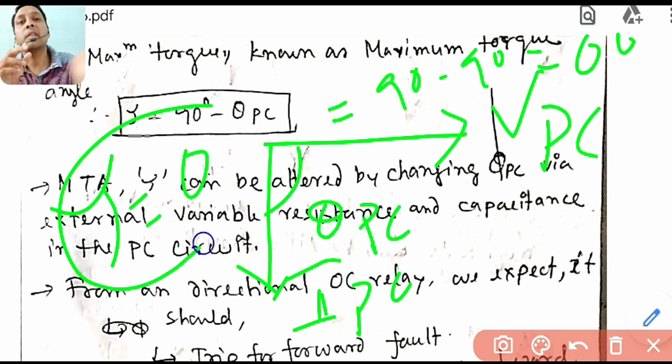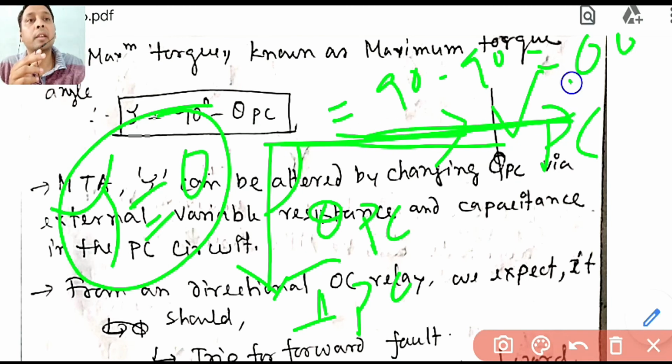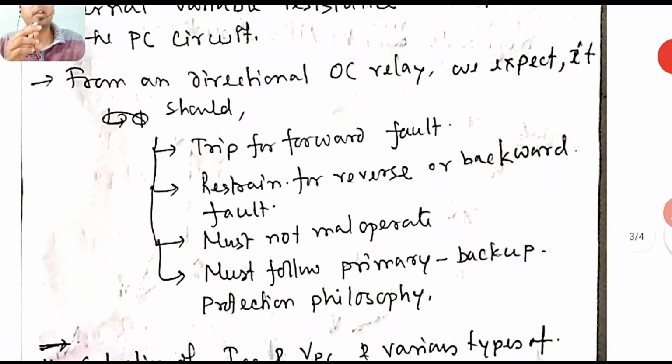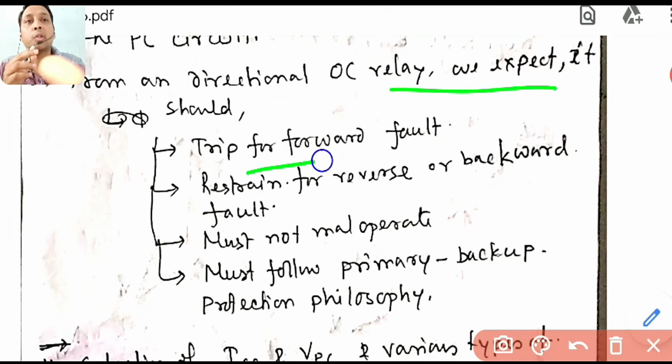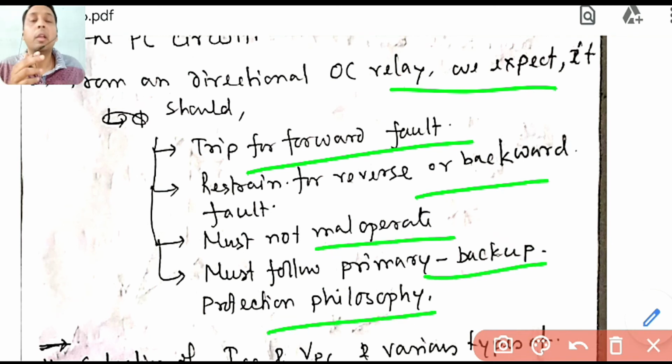You can remember this one. For your simple wattmeter connection, the MTA is tau equal to 0 degree. Because this is the maximum: if this is IPC, then ICC should lie here, and then maximum torque will come. So for a directional relay, what do we expect? It should trip in a forward fault, and it should restrain in a backward fault. In a backward fault, it should not trip, should not mal-operate, and must follow the primary backup relay coordination philosophy.